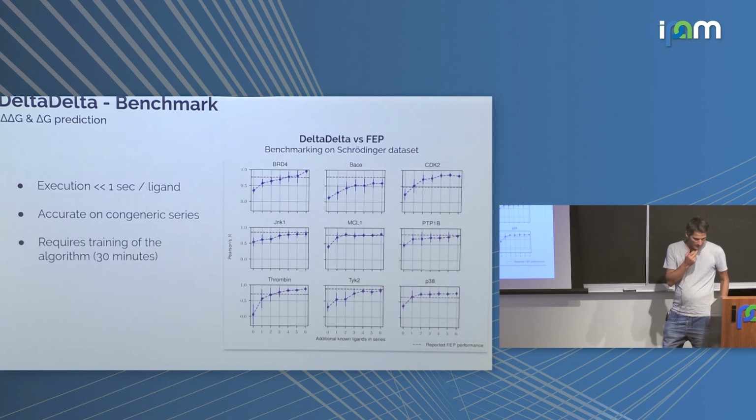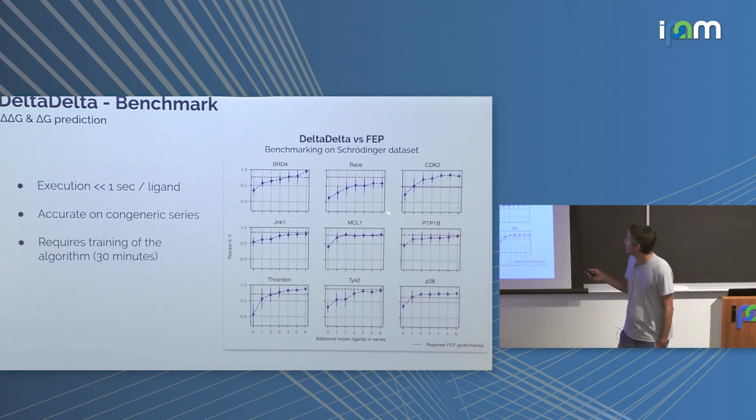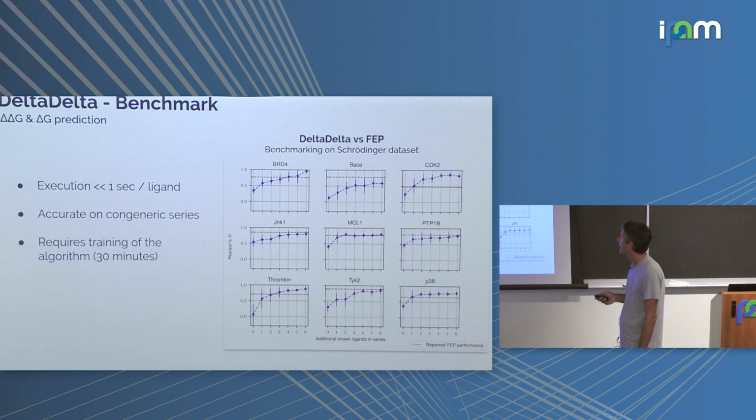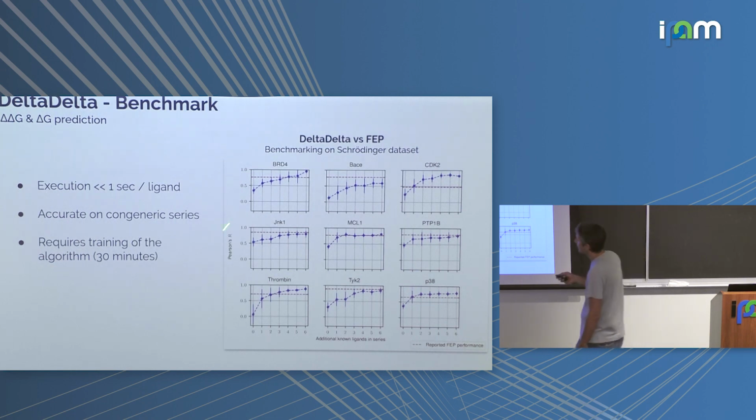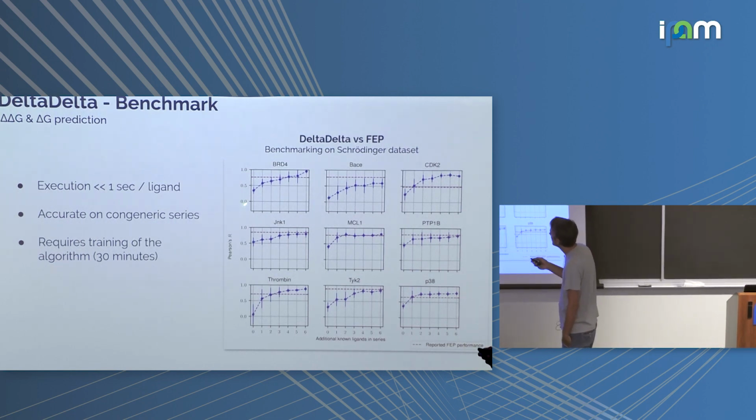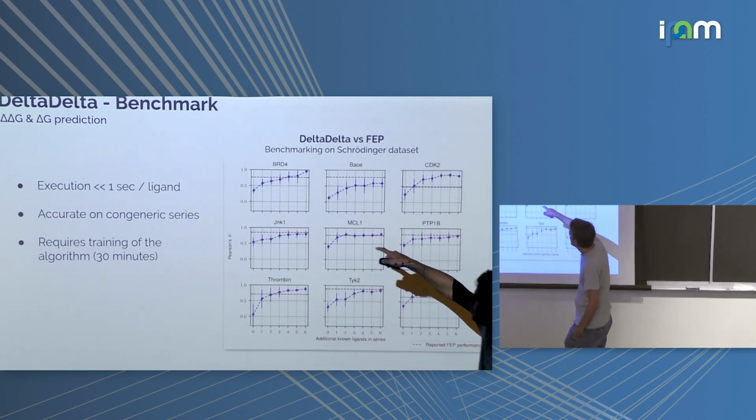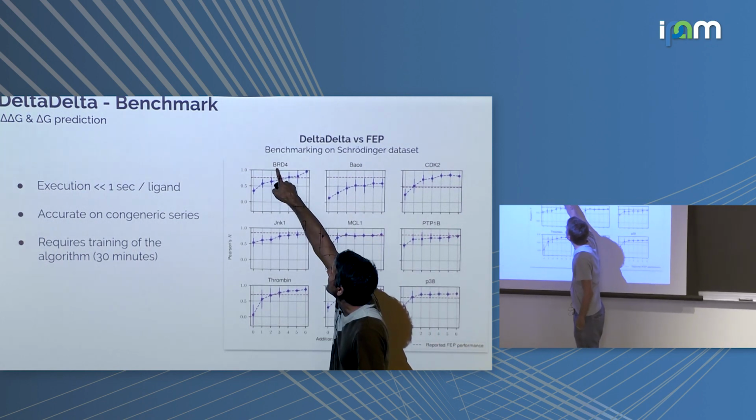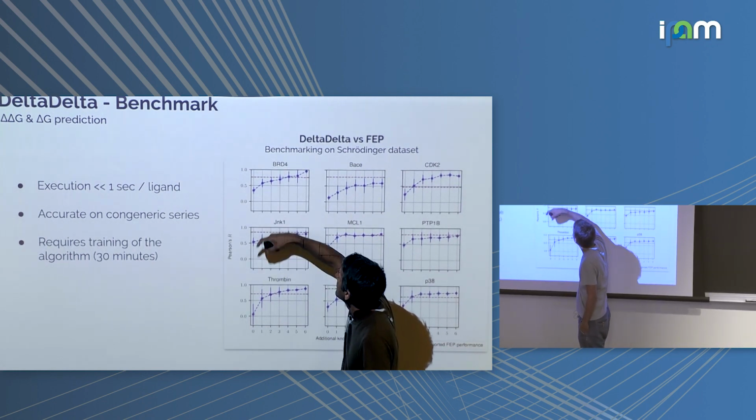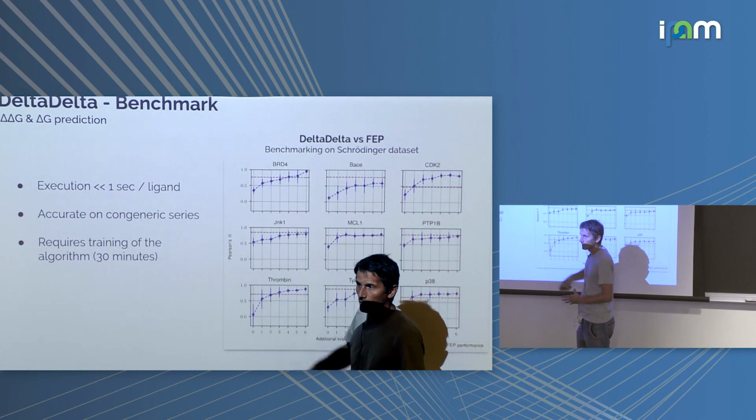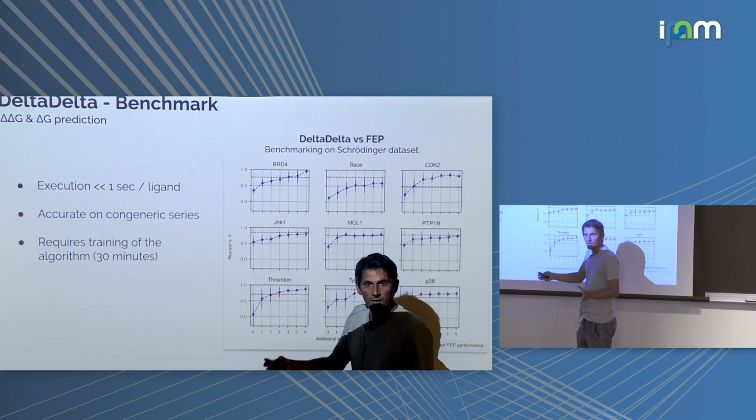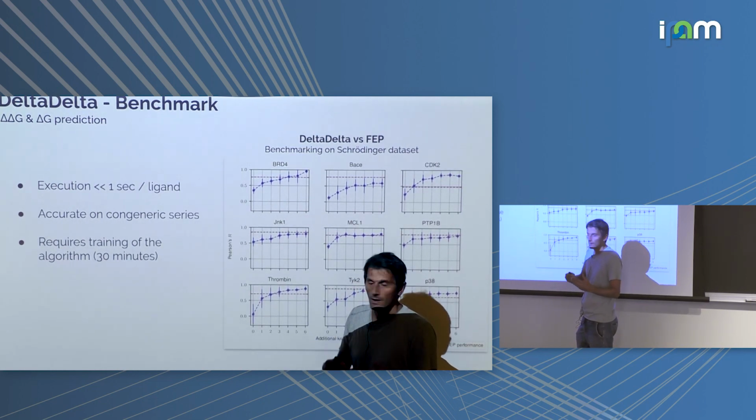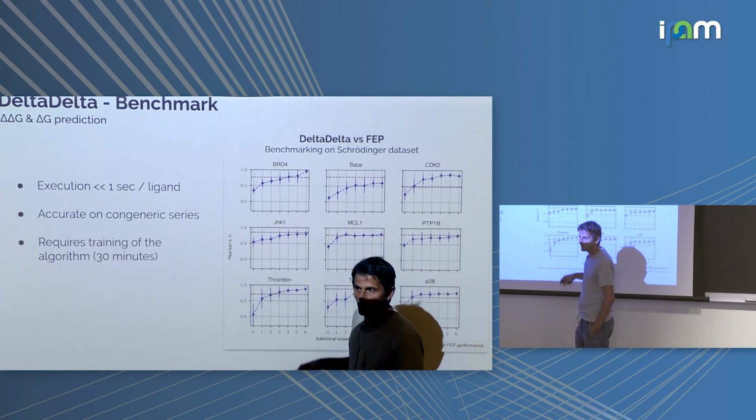And again, compared to FEP, we have the same performance. Let me explain the plot. This is a target, and for this target you have a set of ligands in a congeneric series, and you want to predict the ranking, the Pearson correlation between them.